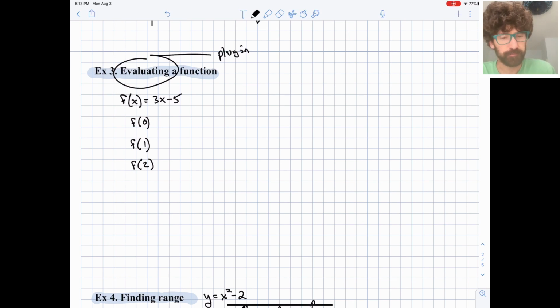So for this first one, we're going to do 3 times 0 minus 5 and get -5. So f of 0 is -5. f of 1 is -2 because 3 times 1, take away 5 is -2. And f of 2, 3 times 2 minus 5 is a +1. Okay, so evaluate just means plug in. And what's also particularly important here is to remember we're not doing f times 0. This is just different notation, a different way of representing y: f of 0, f of 1, f of x, etc.